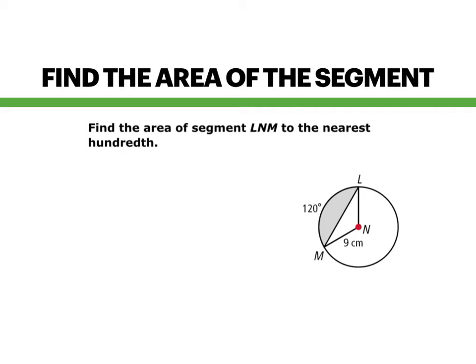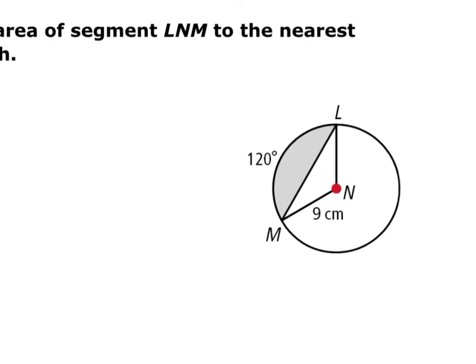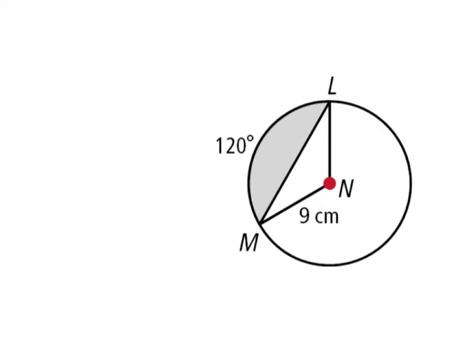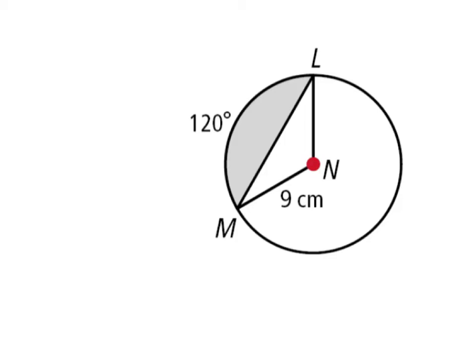So to find the area of the segment, we need to find the area of segment LNM to the nearest hundredth. So we're looking for this shaded part here. So the first thing that we need to do is find out what our area of the sector is, which is this whole thing.